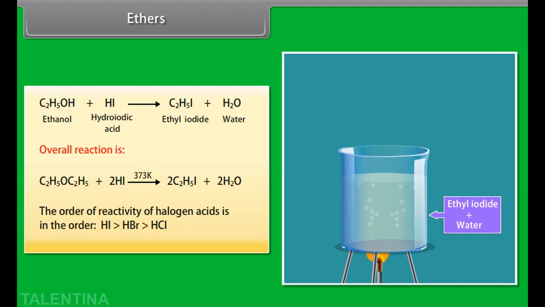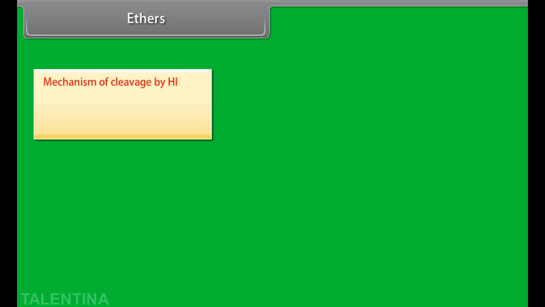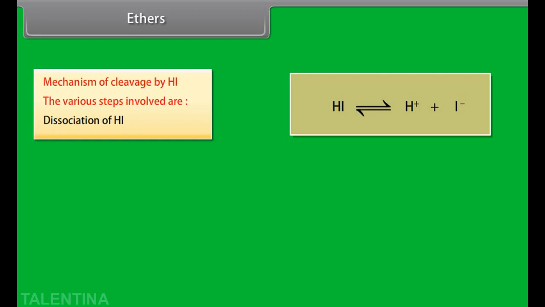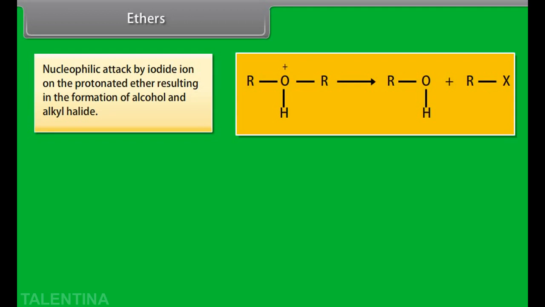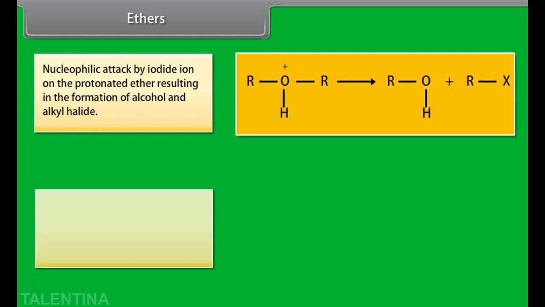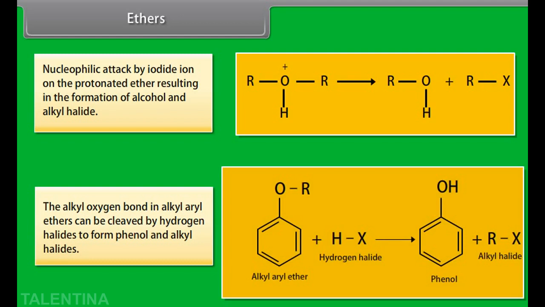The order of reactivity of halogen acids is hydrogen iodide, followed by hydrogen bromide and then hydrogen chloride. Mechanism of cleavage by HI. The various steps involved are dissociation of HI, protonation of ether, and nucleophilic attack by iodide ion on the protonated ether, resulting in the formation of alcohol and alkyl halide. The alkyl oxygen bond in alkyl aryl ethers can be cleaved by hydrogen halides to form phenol and alkyl halides.